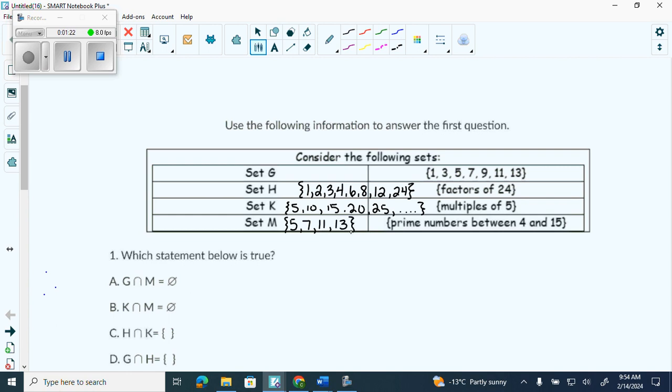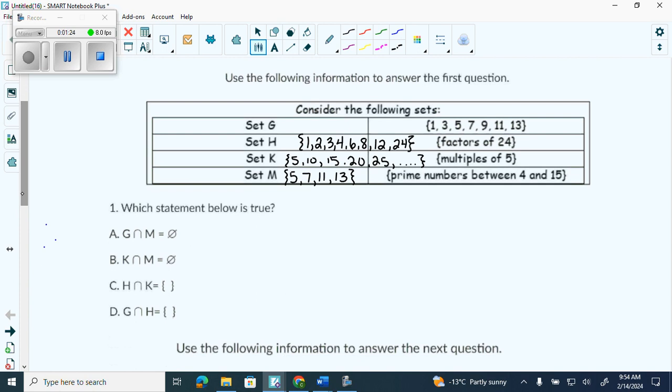Okay. Now, which of the statements below is true? These are all what symbol? And, or what other word can I use? Intersection, right? And intersection.